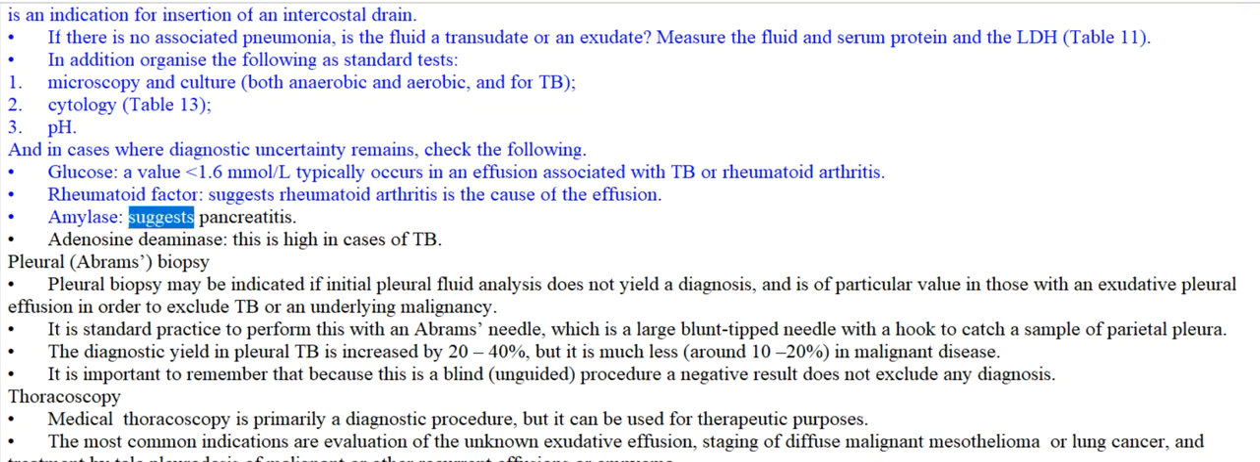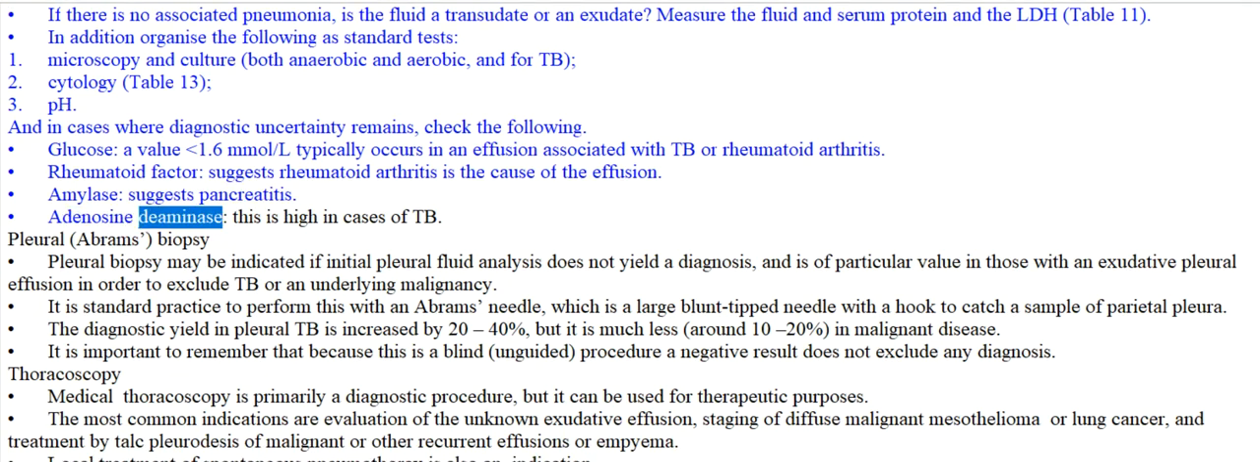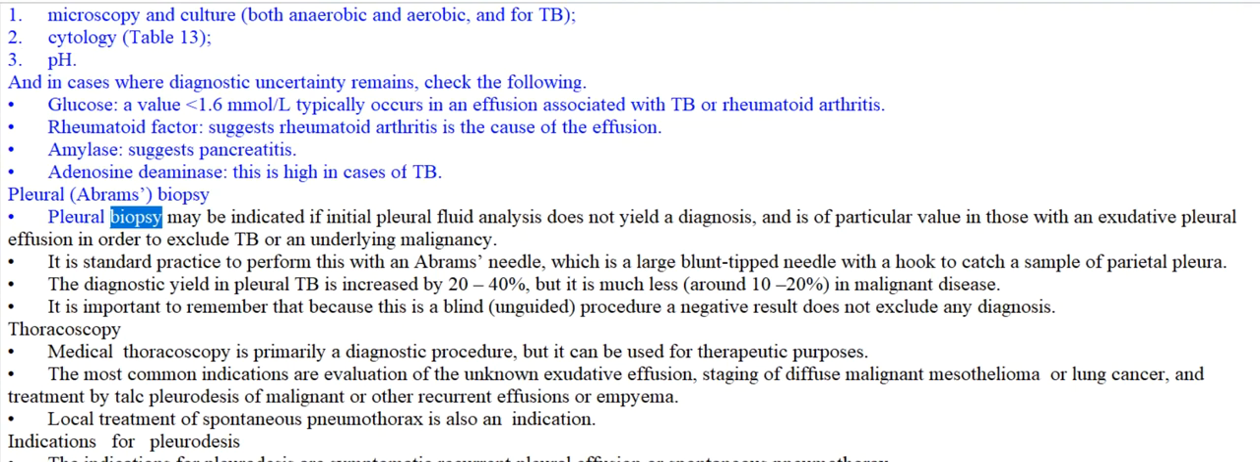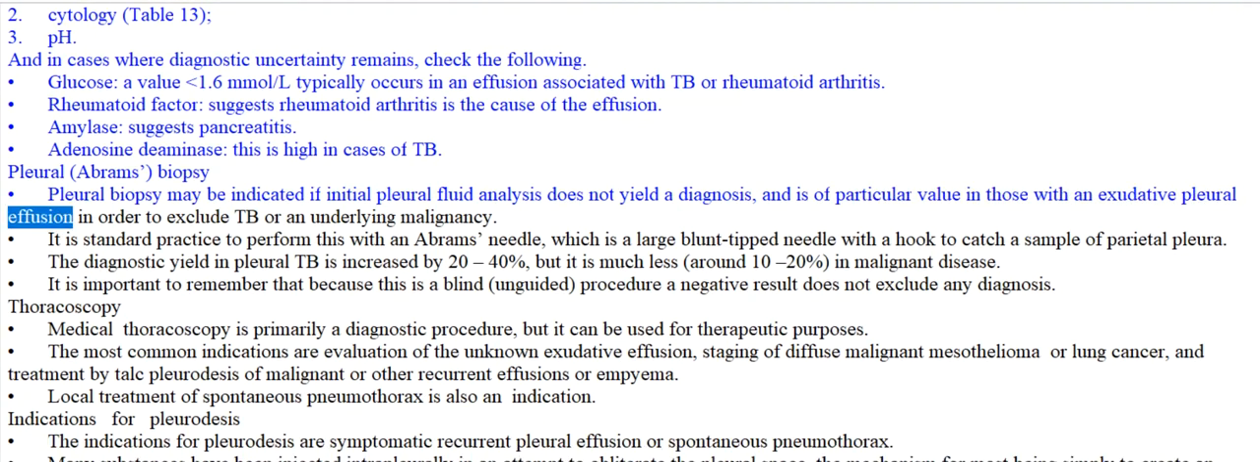Amylase suggests pancreatitis. Adenosine deaminase is high in cases of TB. Pleural Abrams biopsy. Pleural biopsy may be indicated if initial pleural fluid analysis does not yield a diagnosis, and is of particular value in those with an exudative pleural effusion in order to exclude TB or an underlying malignancy.